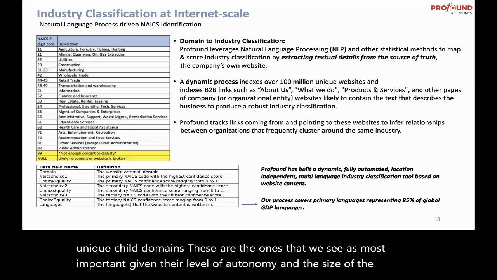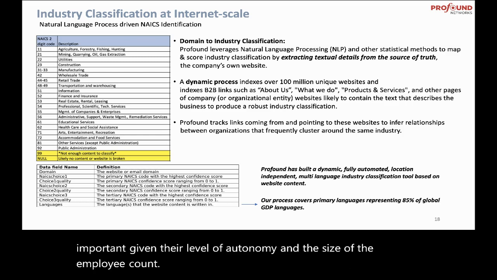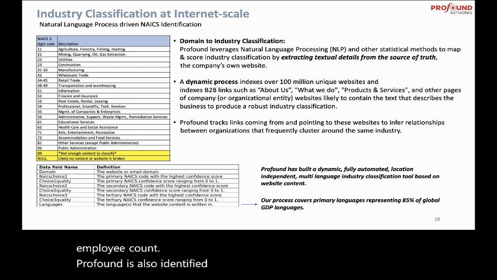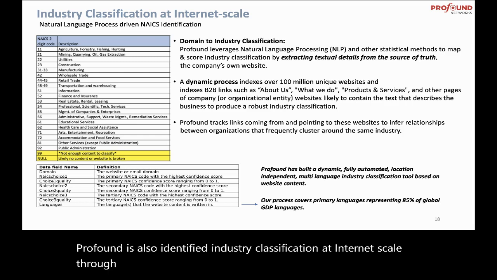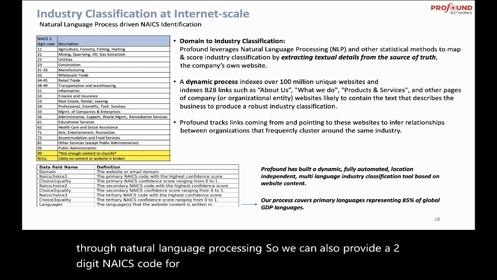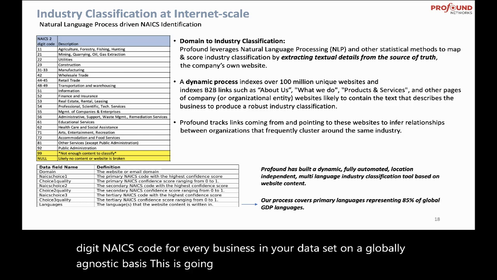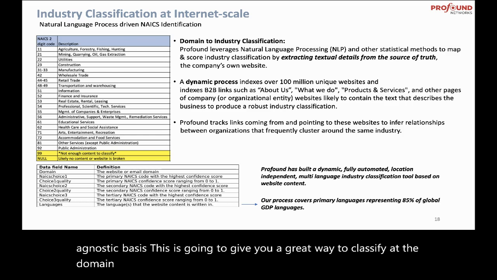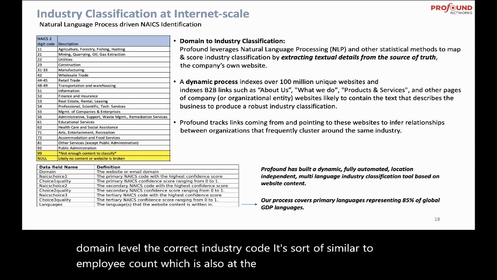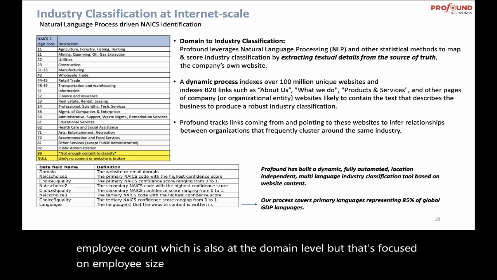Profound has also identified industry classification at internet scale through natural language processing. So we can also provide a 2-digit NAICS code for every business in your data set on a globally agnostic basis. This is going to give you a great way to classify at the domain level the correct industry code. It's sort of similar to employee count, which is also at the domain level, but that's focused on employee size, and this is focused on industry.